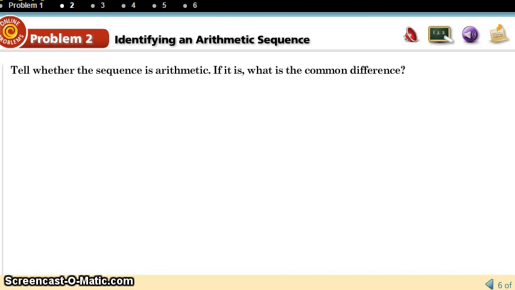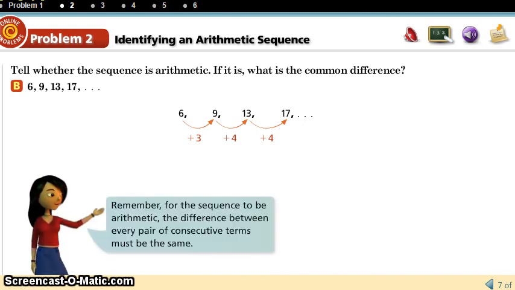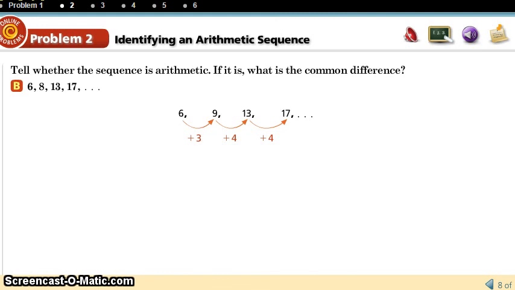Tell whether the sequence is arithmetic. If it is, what is the common difference? Part B. The sequence is 6, 9, 13, 17, and so on. Find the difference between each term. Remember, for the sequence to be arithmetic, the difference between every pair of consecutive terms must be the same. The sequence does not have a common difference, so it is not arithmetic.